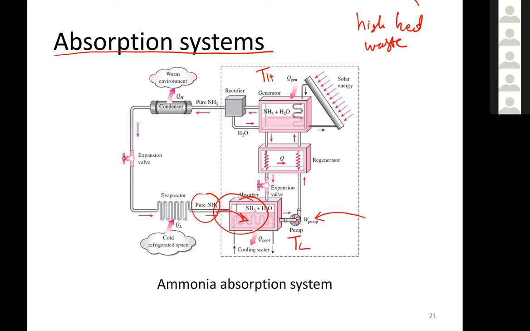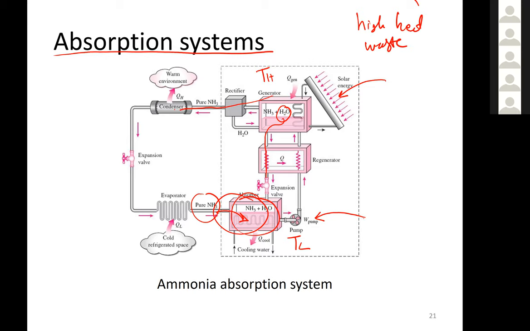So the pump compresses the solution to high pressure, and by using some free heat or low cost heat like solar energy, I can do the separation process. When I have this separation process, I will have liquid and gas. The liquid water is going to be released down to the absorber component, while the high pressure ammonia is going to continue the cycle to the condenser. So here I have an absorption cycle that replaces the compressor.